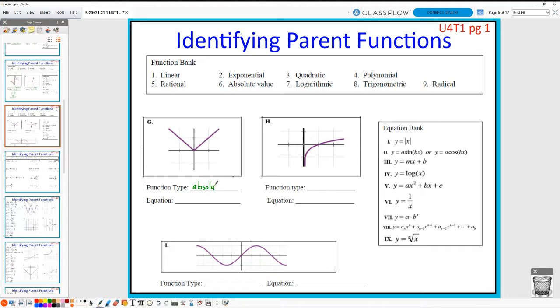Absolute value function, where the equation is y is equal to absolute value of x, like so. And this one is our inverse exponential equation. This is our logarithmic function, where the general form is y is equal to log of x.